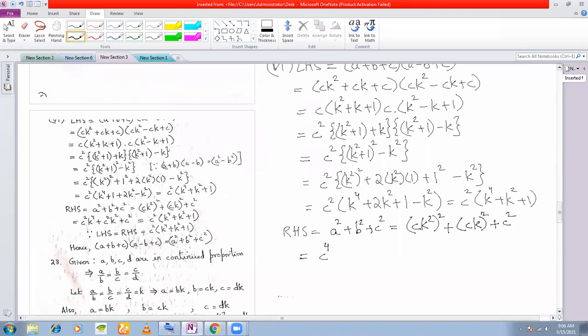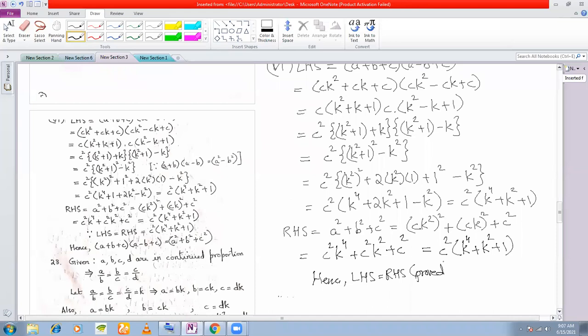So you get, sorry, this is c square k to the power of 4 plus c square k square plus c square, which is equal to c square k to the power of 4 plus k square plus 1. You see left hand side is equal to right hand side. And which is true. That's it.